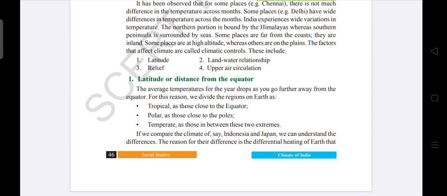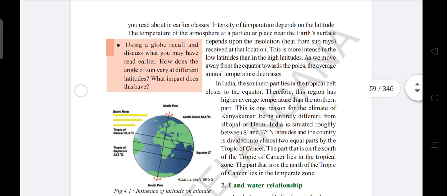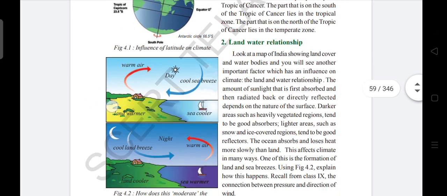Good morning, students. In our last class, we started the new lesson, Climate of India. In that, we have completed some part of the lesson. The factors which affect climate are called climatic controls, and these include four types. One is latitude, the second is land-water relationship, the third is relief, and the fourth is upper air circulation. The first one, latitude or distance from the equator, we have completed. Now we will continue with the second part, the land-water relationship.